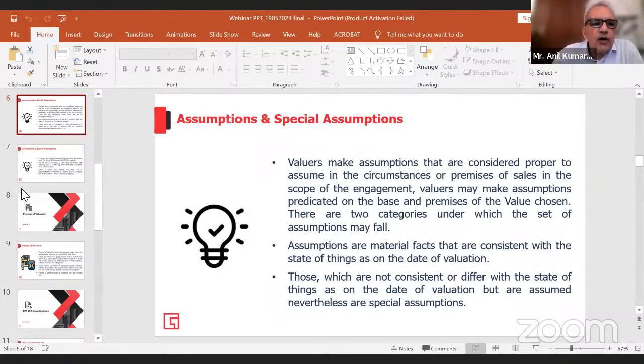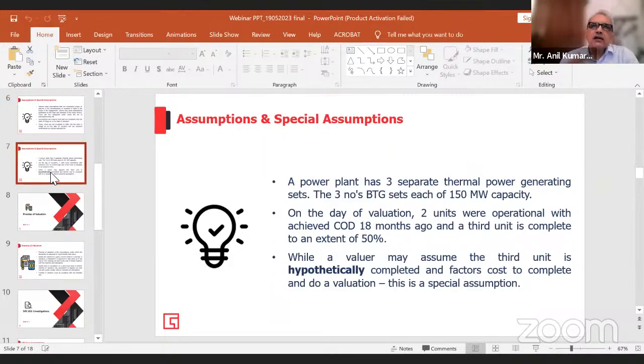And I'll give you a more real life example. This is a real case which I happened to handle. It is a power plant of approximately, I think, 450 megawatts or 600 megawatts. There are 4 units, or 3 units, of 150 megawatts each. Two of the units had achieved commercial operations about 18 months back, but the 3rd unit was not complete to the extent of 50%.